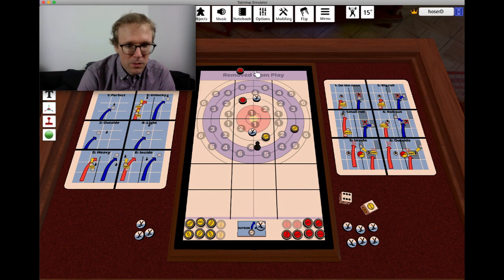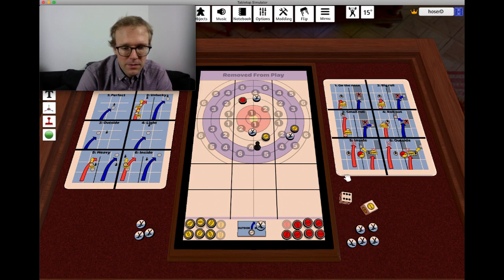Let's see, one other outcome here. Now on a 3, these are your threat zones.